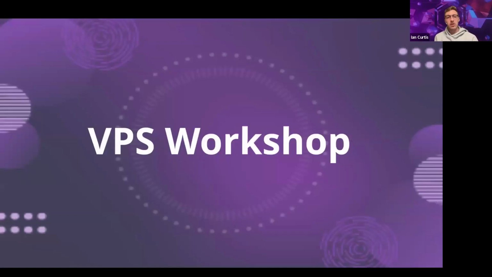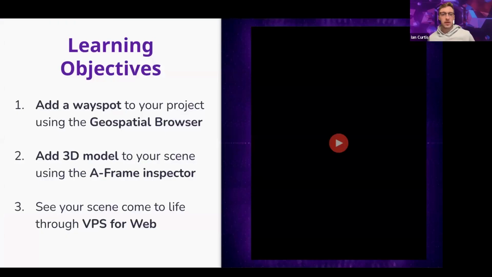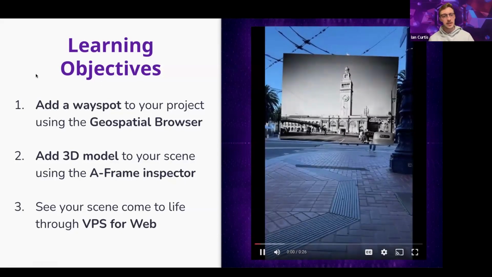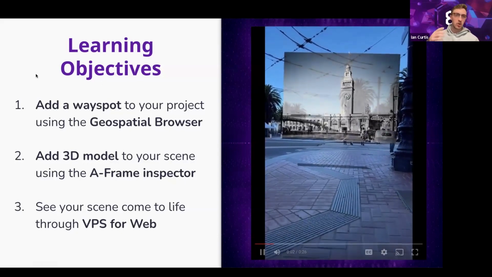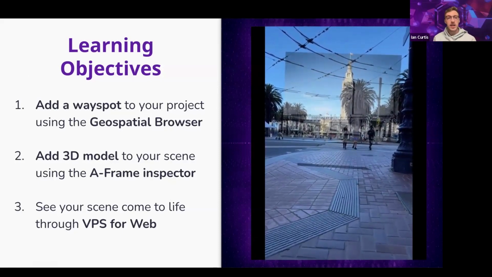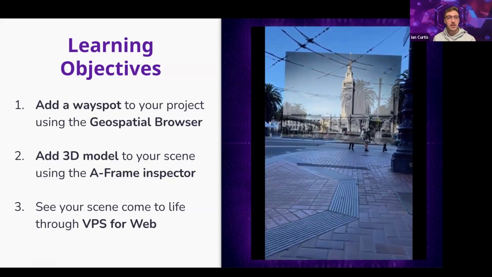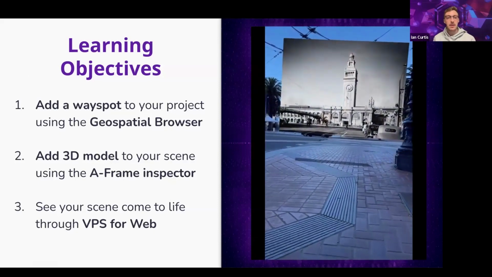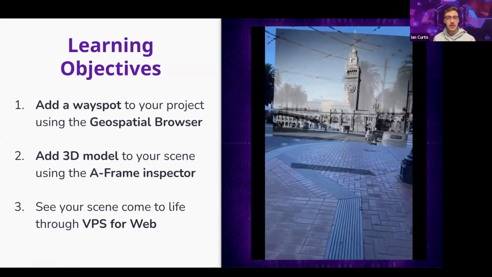So now we'll go to the VPS workshop itself. I'll talk about learning objectives, and we'll have pauses throughout to make sure everybody is understanding the process. To start off, I'll play a simple VPS experience that we'll use as a learning point as I go through this. The first objective is to add a wayspot to your project using the Geospatial browser, which I showed previously. Then we'll add a 3D model to your scene using the A-Frame inspector.